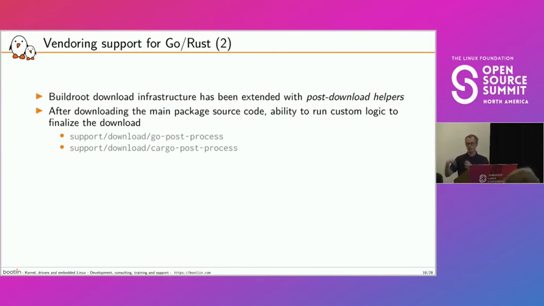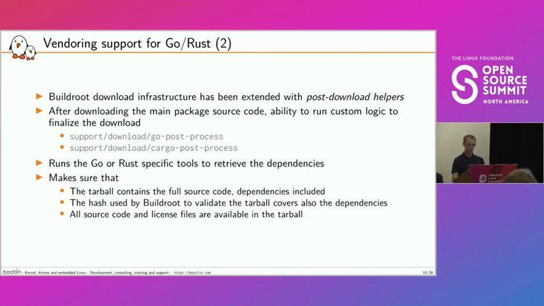So that means that locally we have a cache with everything that we need to do the build. We can have a hash that makes sure that this tarball is always the same. If there's a change, we have a reproducibility problem. It also ensures that we have all the license files of all the dependencies. All right, so that's what we've done here.